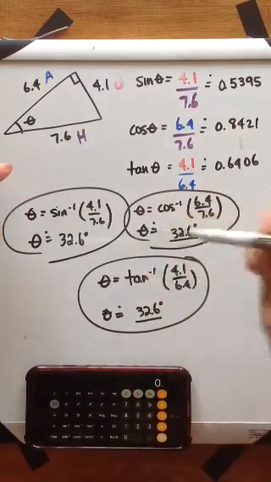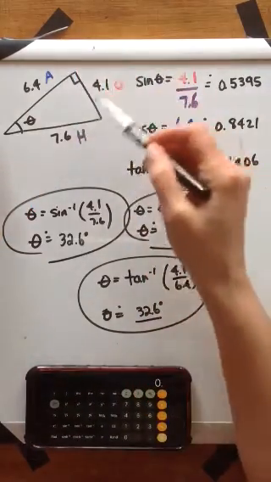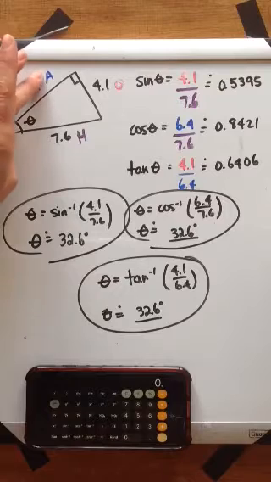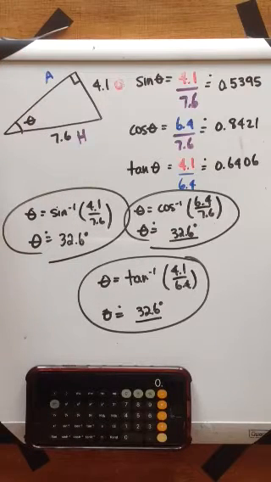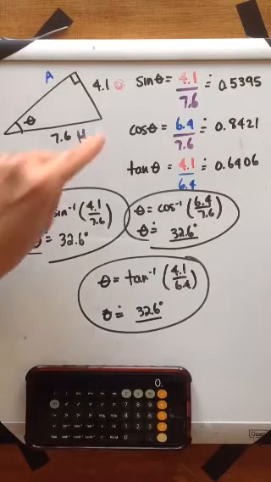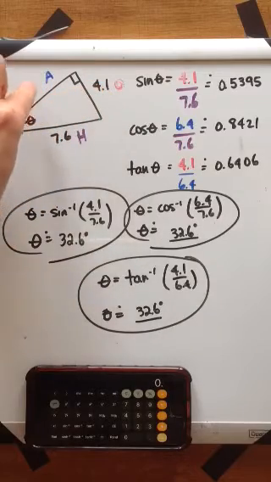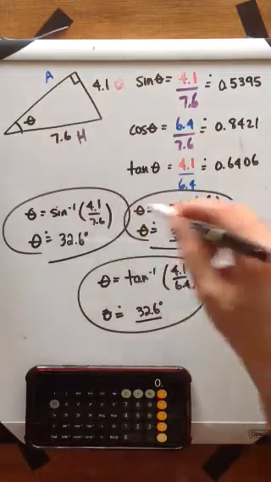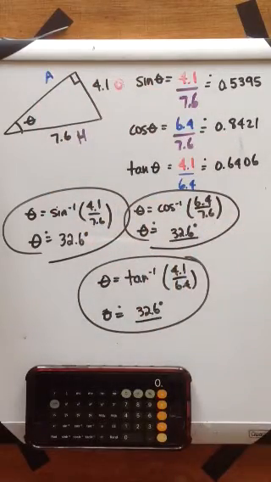The one that you choose will depend on what you're given, because you may not be given all three sides all the time. So you have to figure out for yourself, for example, if I was only given this one, which trig ratio could I use? If I was only given these two. The pairing of sides that you're given will determine for you which trig ratio you need to use.